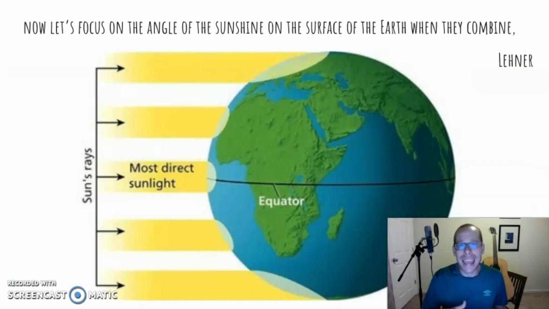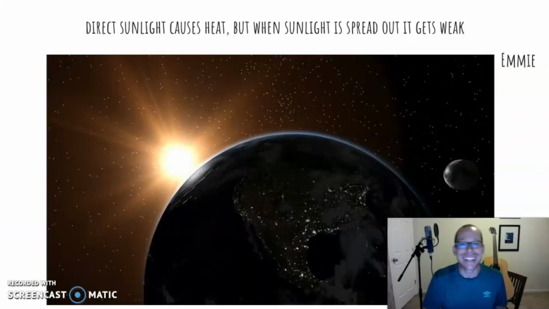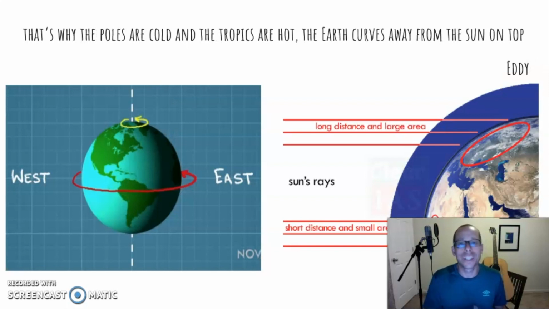Now let's focus on the angle of the sunshine on the surface of the Earth when they combine. Direct sunlight causes heat, but when sunlight is spread out, it gets weak. That's why the poles are cold, but the tropics are hot.